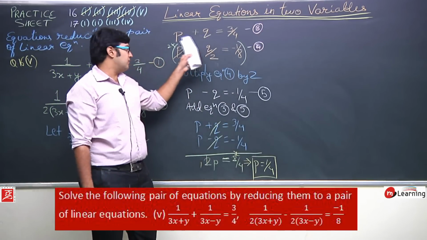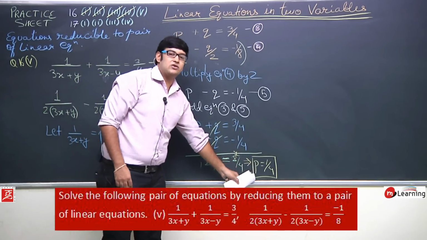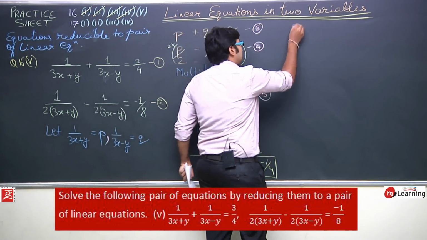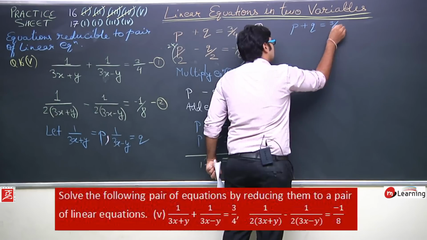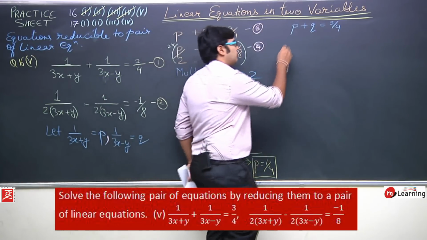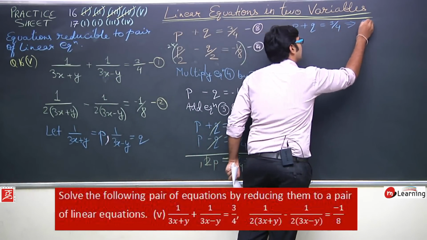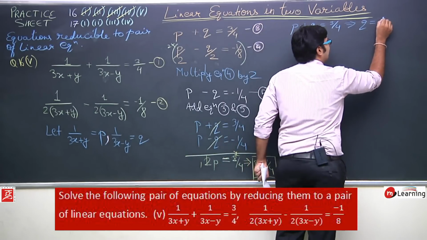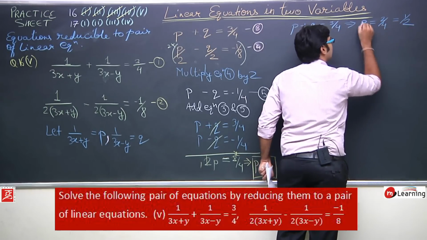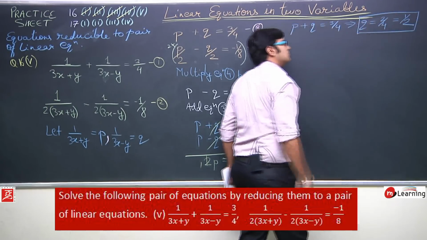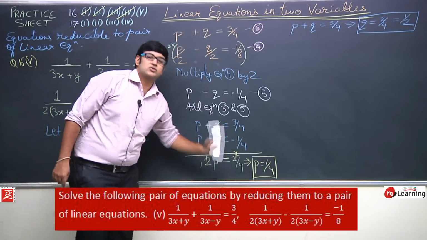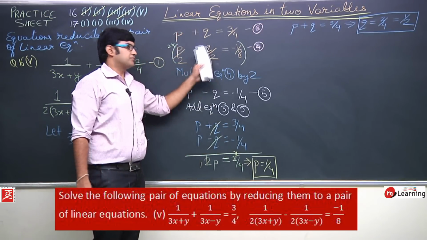Now can we get the value of Q also? We can use this value to determine the value of Q. P plus Q is given as 3 by 4, and the value of P we found is 1 upon 4. So substituting this 1 upon 4, you will get the value of Q as 3 by 4 minus 1 by 4, that is 2 by 4 or half, or 1 upon 2. So this is the value of Q and this is the value of P, obtained by solving these two equations.